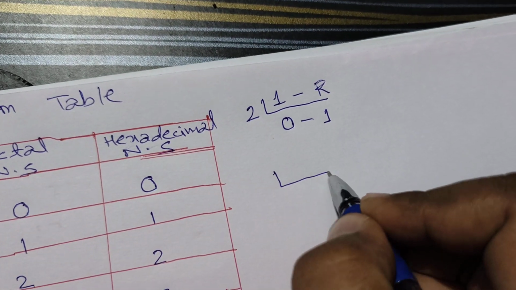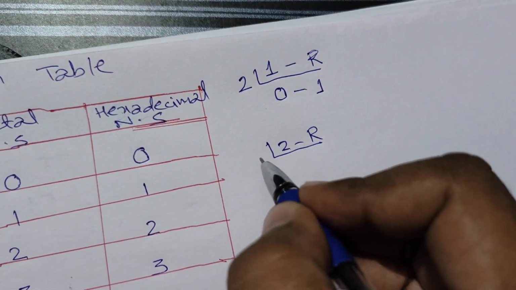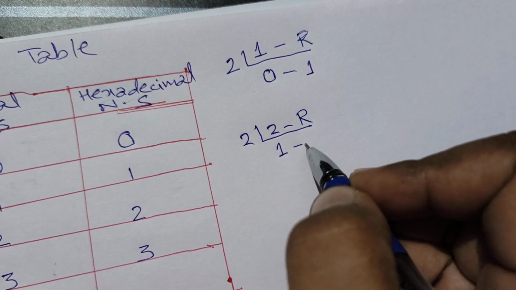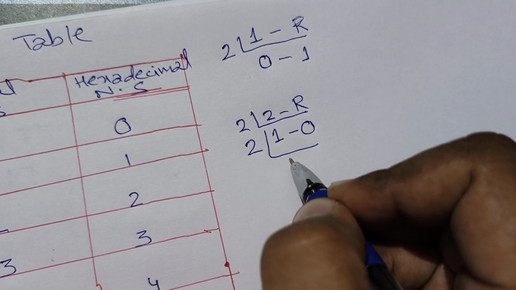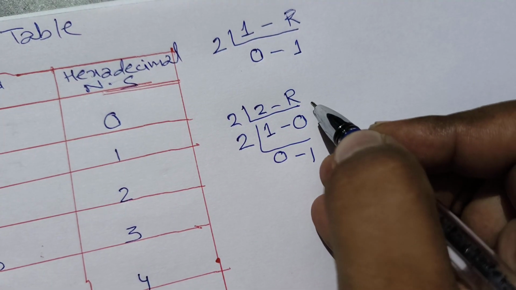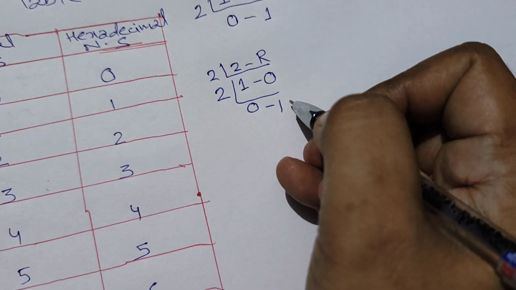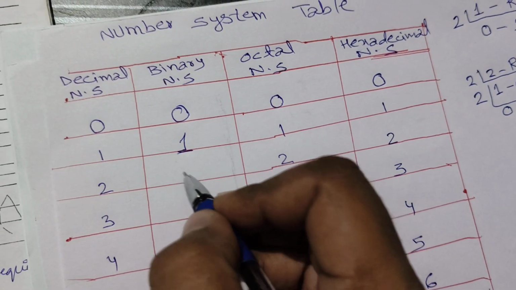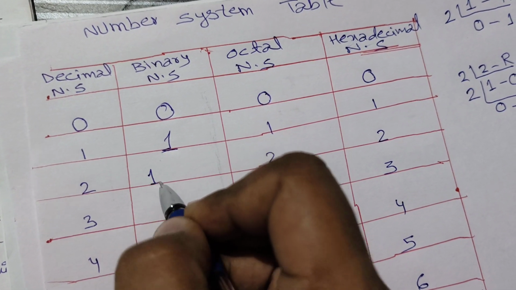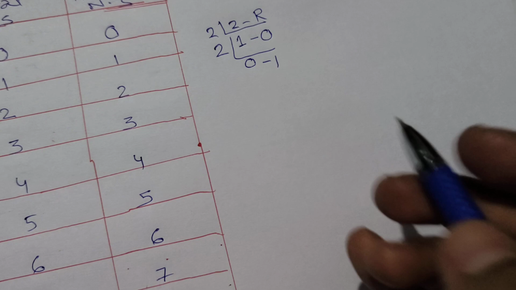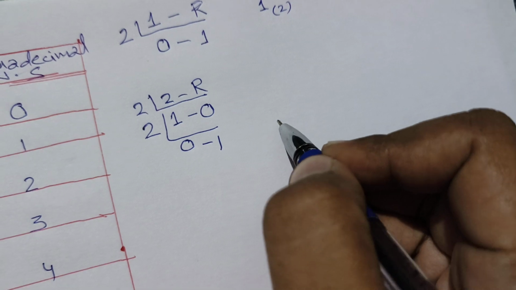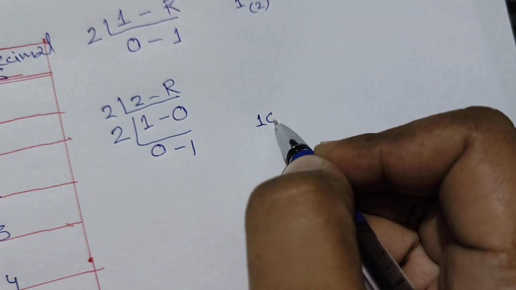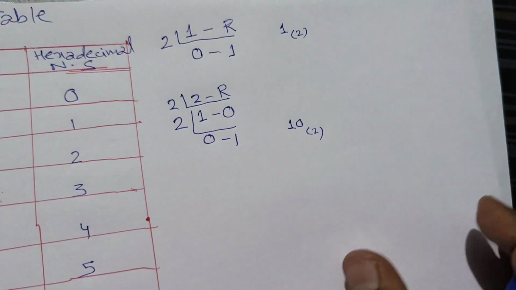So this 2 is divided by 2. 2 ones are 2, remainder is 0. Now again it is 1. So we will write 2 here, 0, 1. From bottom to top we have to write the remainders. It is 1, 0. So this becomes 1, 0. This is 1 only. And this is 1, 0 to the base 2.